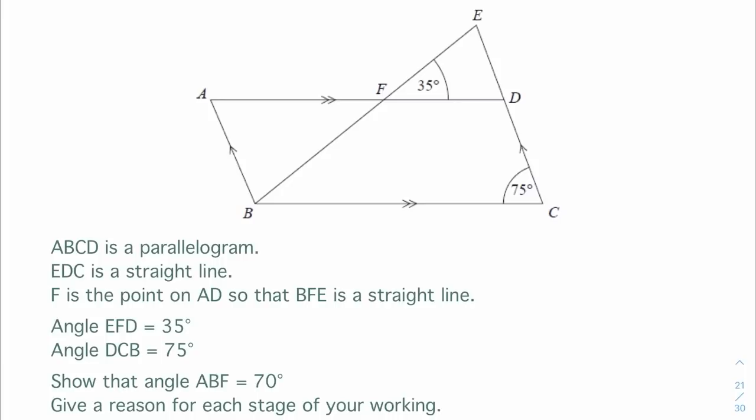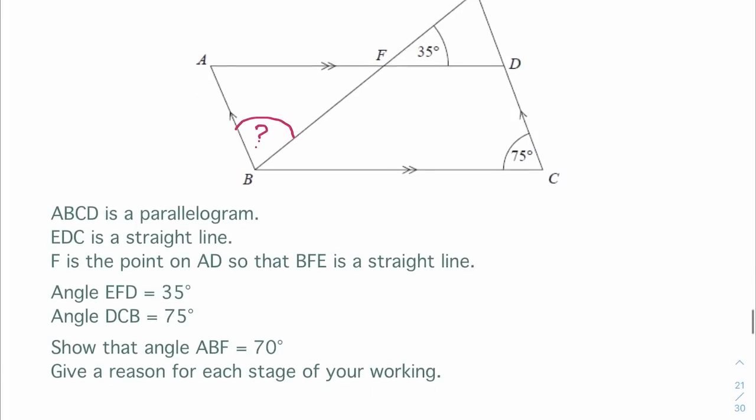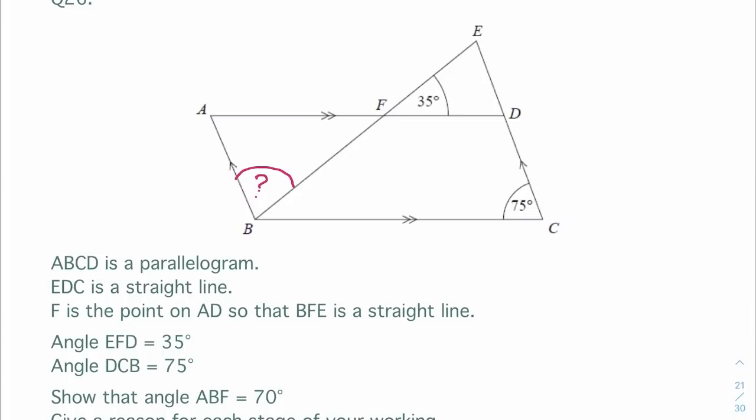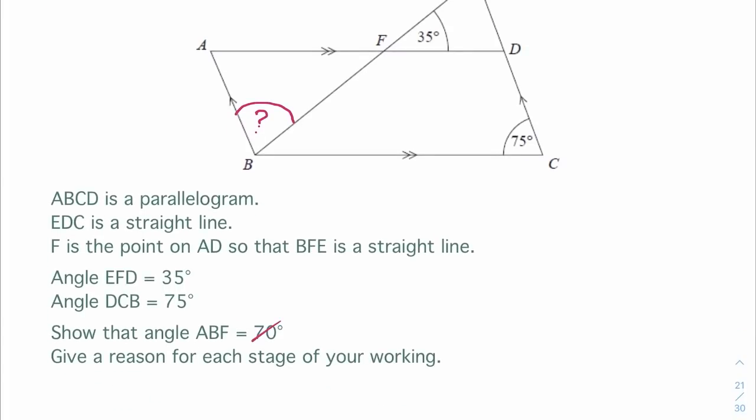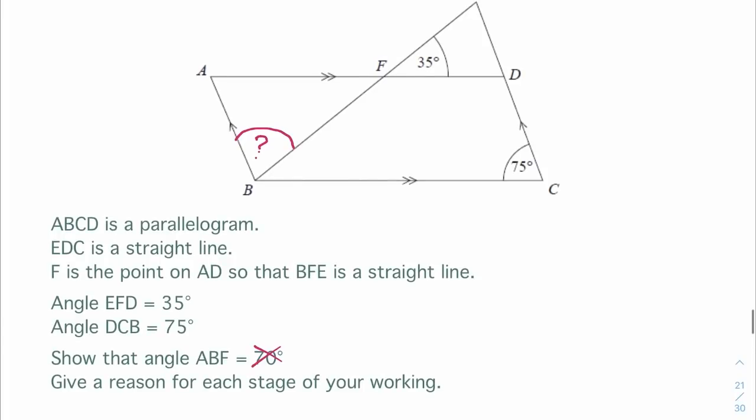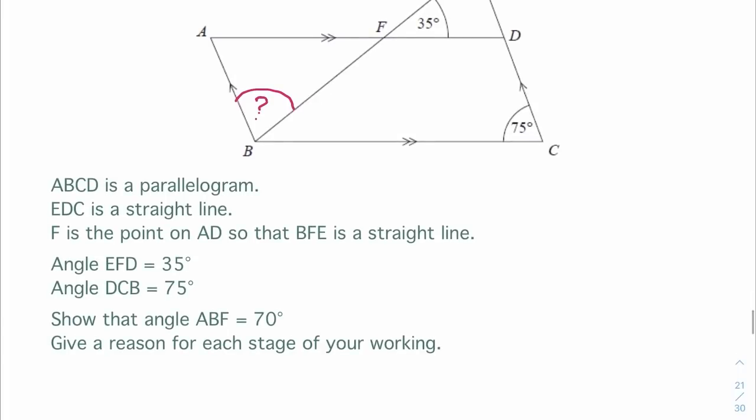Okay, so the other bits of information are just telling us the angles that are within there. It says show that ABF is 70. So ABF is this angle here. Now it says show that it's 70. So when it says show that it's 70, we basically just want to ignore that. So just find angle ABF, and as long as it is 70, we will have shown it. Okay, but just forget that it says that until the very end. Give a reason for each stage in your working.